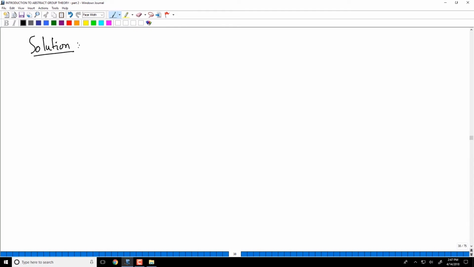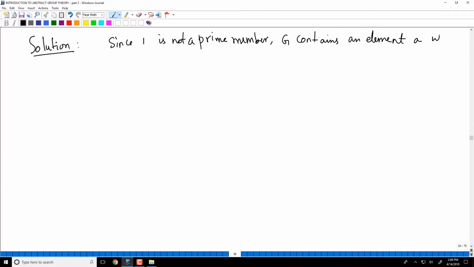So let's see how to solve this. Because G has order a prime number, and 1 is not a prime number, G contains an element A which is different from E. This is because if G does not contain any element different from E, then the order of G is 1, because G is just the set consisting of E. But then the order of G is 1. At the same time, we know the order of G is a prime number, so it can't happen.